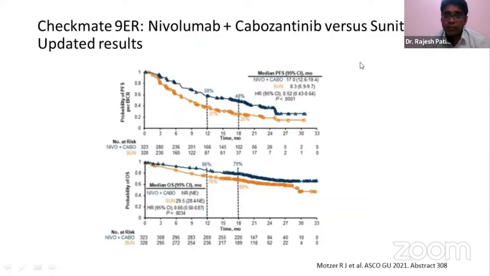The next immunotherapy approved with TKI is nivolumab, approved with cabozantinib, and they also compared with sunitinib. If we see the median PFS, it was 17 months versus 8.3 months with a hazard ratio of 0.52, and the median overall survival was not reached in the immunotherapy arm compared to 29.5 months.